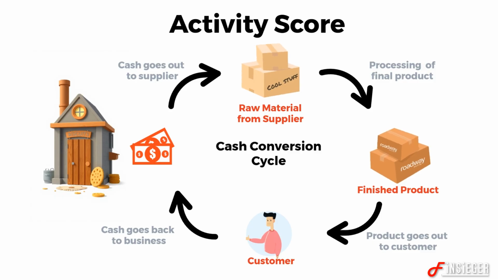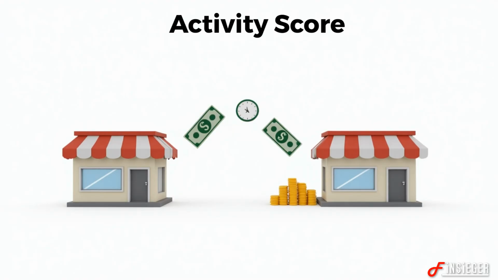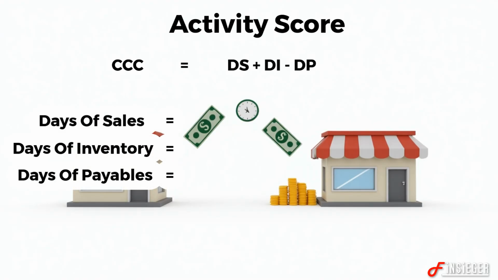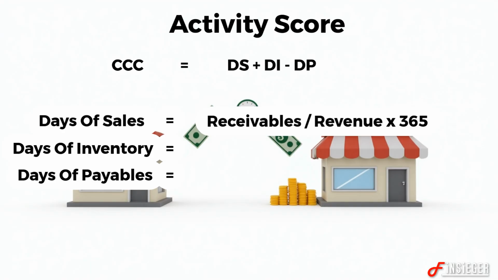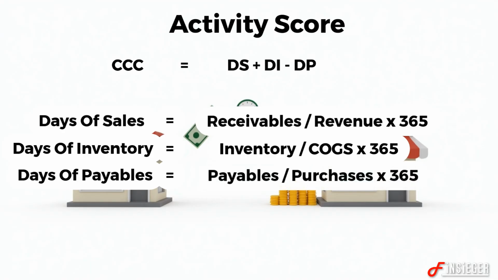Now let's look at the cash conversion cycle using formulas. Cash conversion cycle is days of sales plus days of inventory minus days of payables. Days of sales is the time required by customers to pay. Days of inventory is the time taken by products sitting in inventory. And days of payables is the time taken by the company to pay its suppliers. Days of sales is receivables divided by revenue multiplied by 365. Days of inventory is inventory divided by cost of goods sold multiplied by 365. And days of payables is payables divided by purchases multiplied by 365.